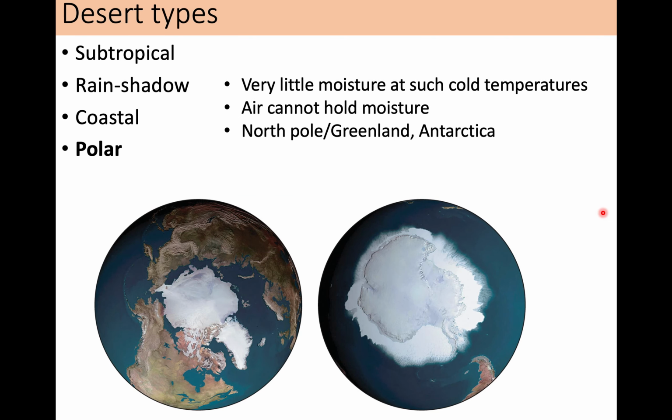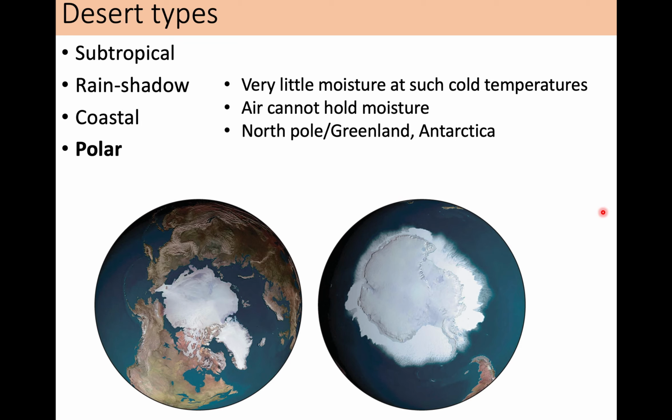The last type of desert is actually the polar desert. So we have two polar deserts on both of our poles. So the North Pole and the South Pole are technically deserts because, as I said, cooler air cannot hold as much water vapor. So if you can imagine, the coldest air on Earth is at the poles. This cannot hold any moisture. Very little water in air that is so cold, meaning there's not going to be very much precipitation in an area that is this cold.